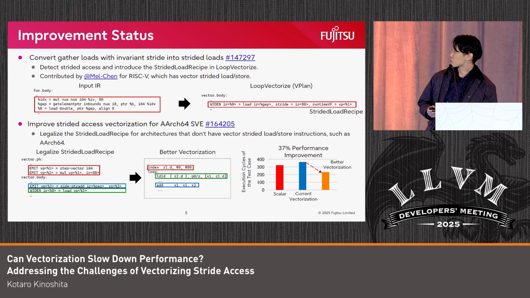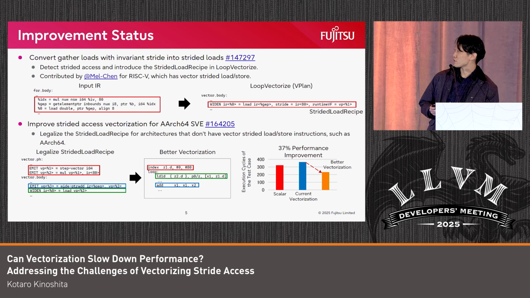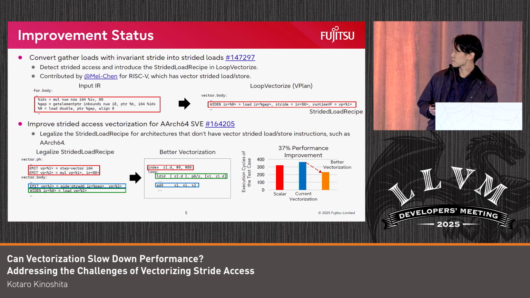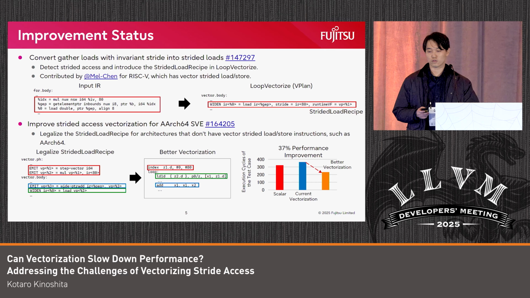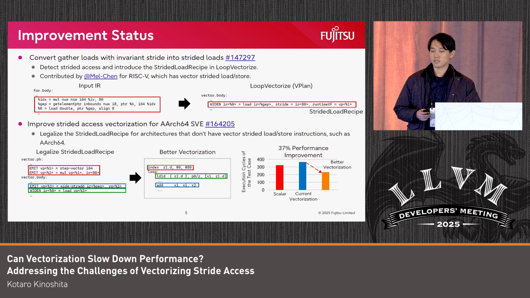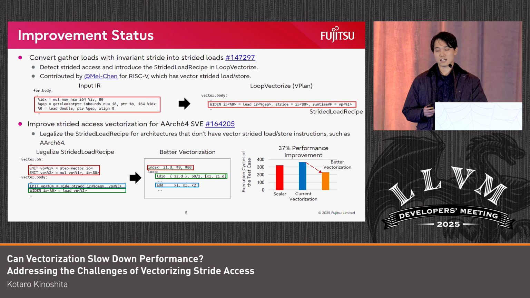Next, I'll explain the improvement status for this issue. Fortunately, a patch had already been contributed for RISC-V, which has dedicated strided load store instructions. This patch detects the strided axis patterns in loop vectorize and assigns them a strided load recipe.